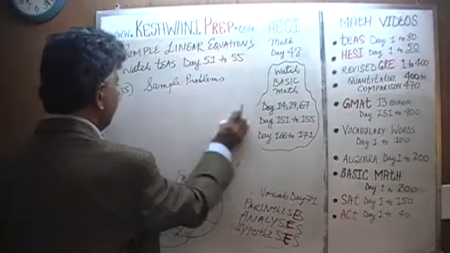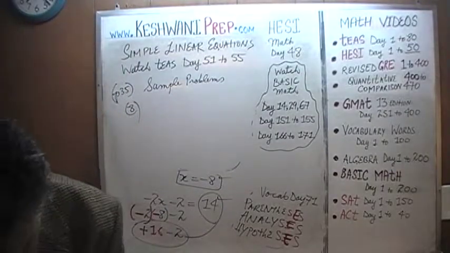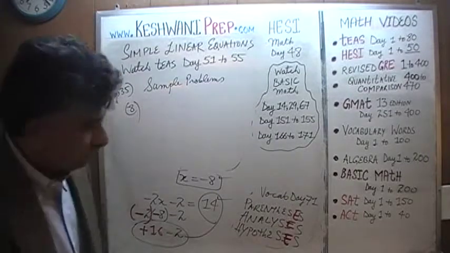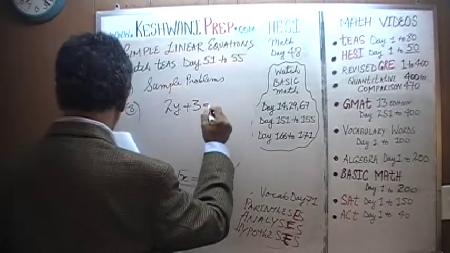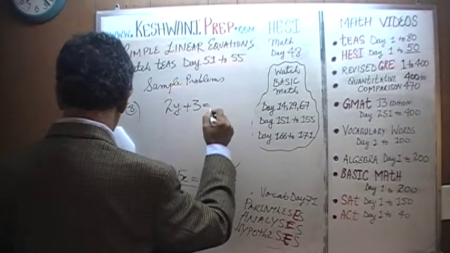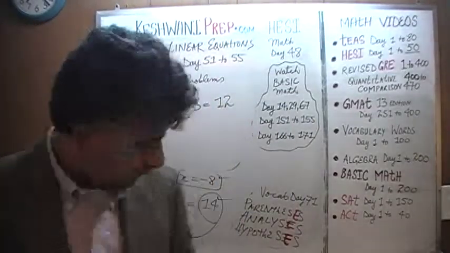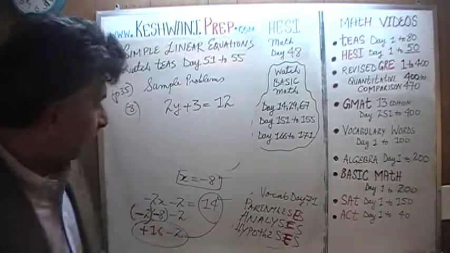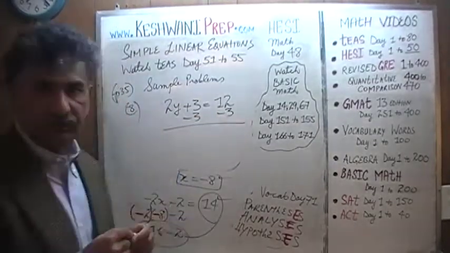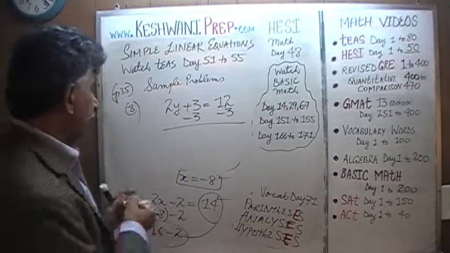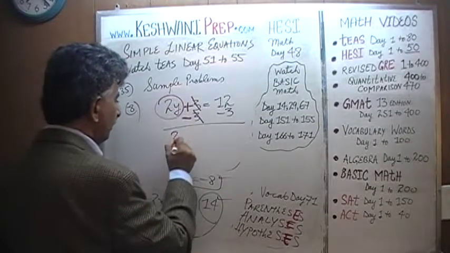Question number 8 says, 2y plus 3 equals 12. Let's subtract 3 from both sides. We are subtracting 3 so that we have a positive 3 and a negative 3. They're going to kill each other, and we end up with 2y on this side.